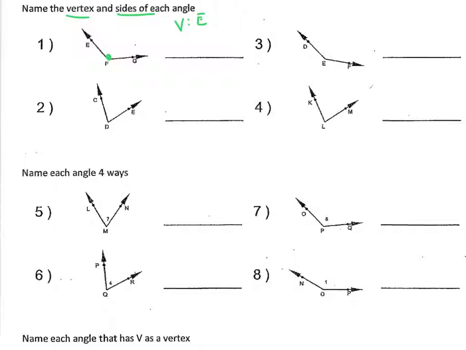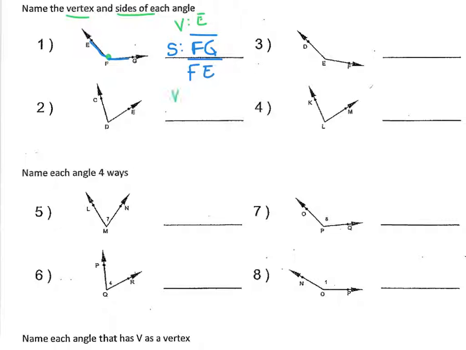And then it asks you to label the sides of each angle. The sides are the straight parts. So this would be a side here, and the way you would write it would be FG with a line over it. And the other side is this side here, which would be FE with a line over it. So those are the vertex and sides of each angle. Let's take a look at number 2.